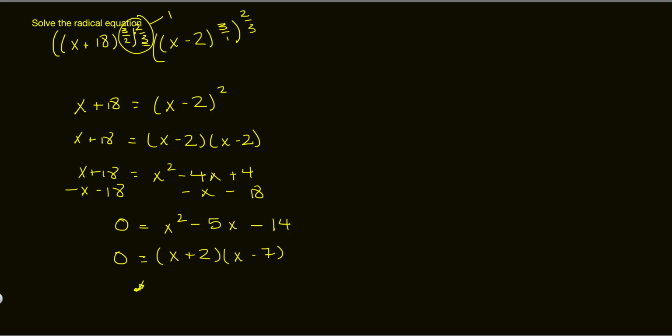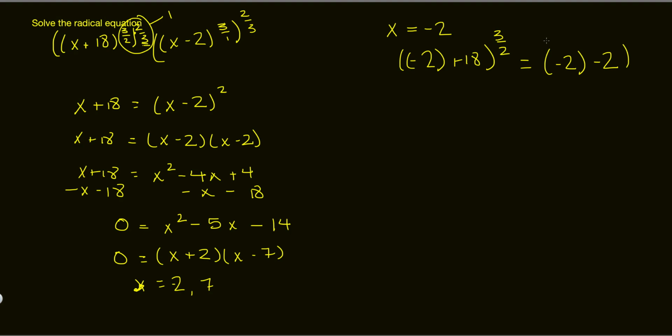So in our case, we have x equals -2, +7. Next step, and I know this is tedious, I know it just adds on to the work you just want to be done, but it's always good with these problems to find the extraneous solutions. So x equals -2, we're going to plug in or substitute -2 plus 18 to the 3 halves. Does this really equal -2 minus 2 cubed?